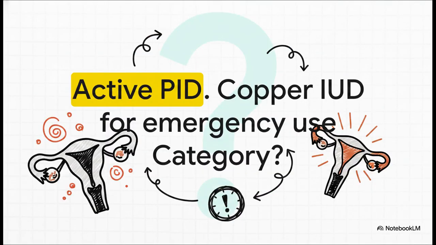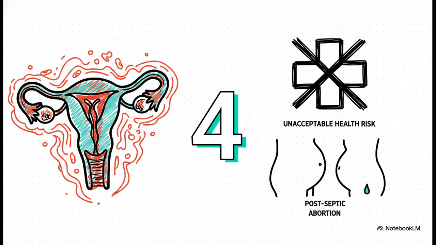But wait, curveball. Let's introduce one final clinical twist to see if we've really mastered these rules. What if this exact same 21-year-old patient came to you, but she currently had active pelvic inflammatory disease, and instead of the pill, she requested a copper IUD to be used as her emergency contraception? What category are we looking at now? That is a Category 4.